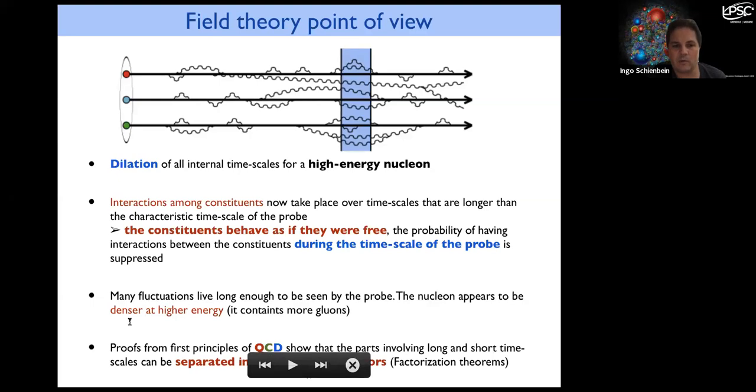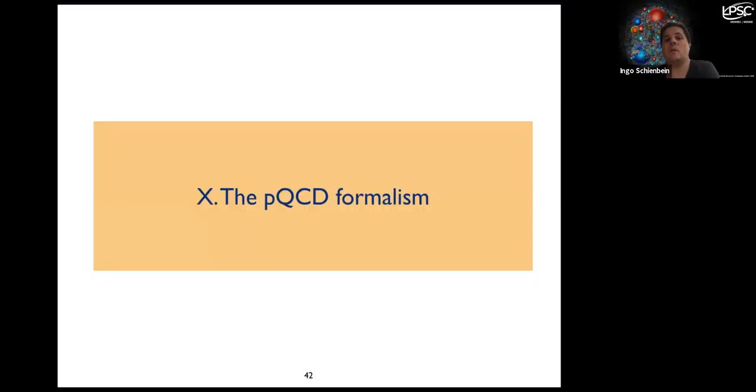So then, of course, proofs from first principles of QCD show indeed that the parts involving long and short time scales can be separated into independent factors. And that is then the result of the famous factorization theorems of QCD. So now that brings us a little bit to the pQCD formalism.